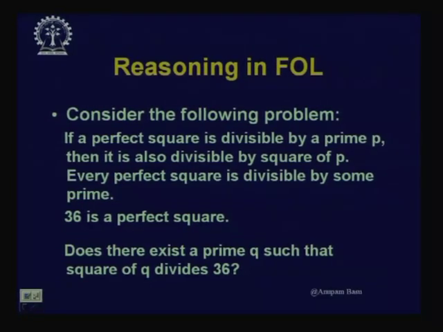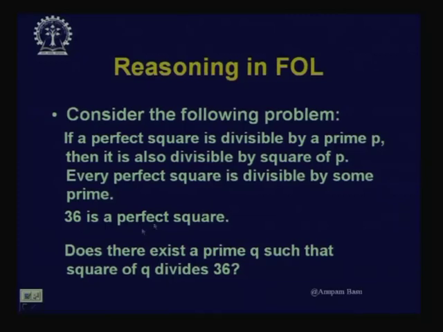Okay, in mathematics that is right, all right. The next statement that I make is every perfect square is divisible by some prime number. Take a perfect square 16, it is divisible by 2, which is a prime number, all right. I also say 36 is a perfect square. So, what are the three statements that have been made? If a perfect square is divisible by a prime number, then it is also divisible by the square of that prime number. And every perfect square, now this is important, is divisible by some prime. And 36 is a perfect square.